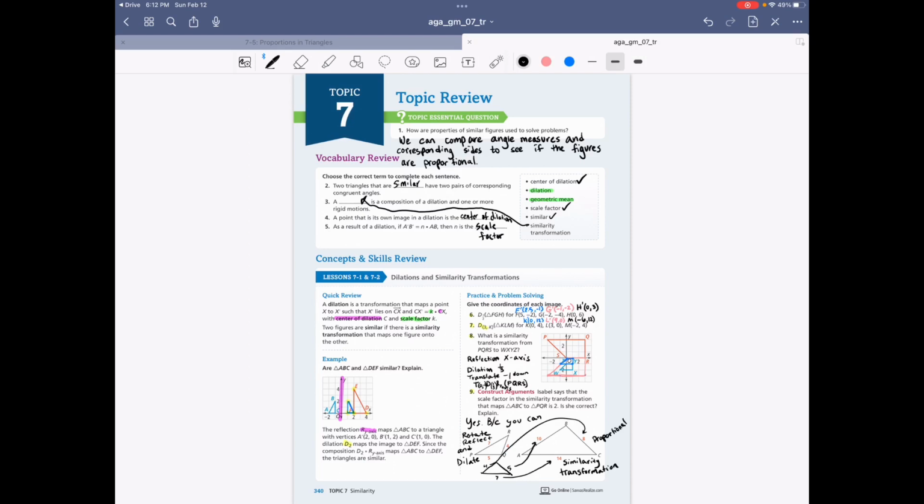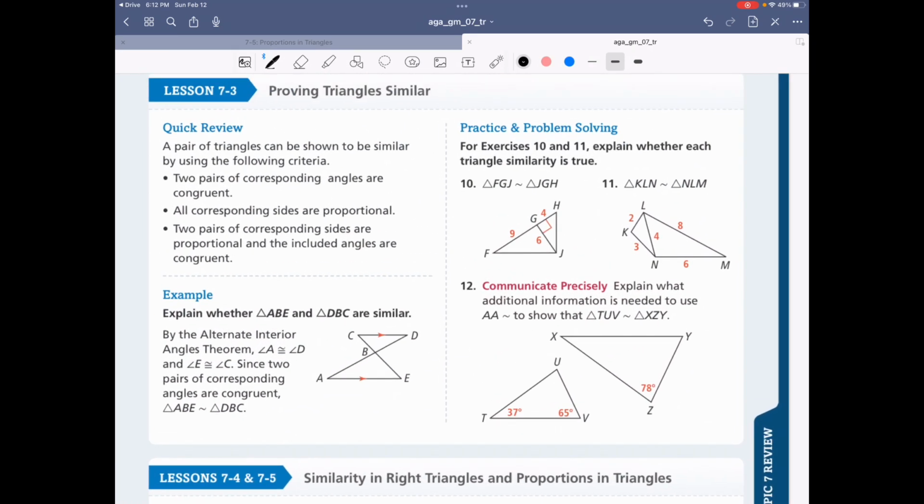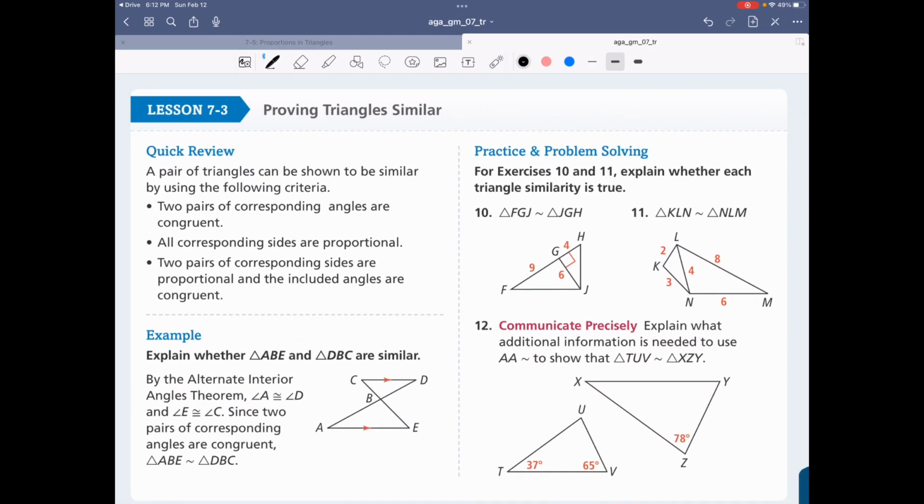All right, flip your page. 7-3 was about proving triangles similar. A pair of triangles can be shown to be similar by using the following criteria. Two pairs of corresponding angles are congruent, or all corresponding sides are proportional, or two pairs of corresponding sides are proportional and the included angles are congruent. So two pairs of corresponding sides, included angles.